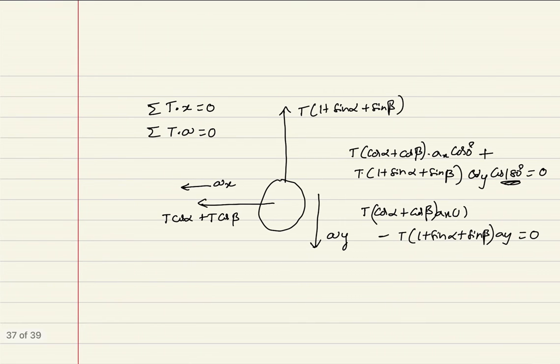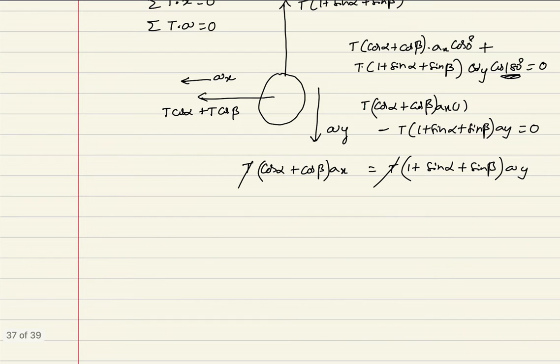is equal to 0. I can write this as T into (cos alpha plus cos beta) into ax is equal to T into (1 plus sin alpha plus sin beta) whole thing into ay. T and T get cancelled. If I cancel T and T, I can get the value as ay divided by ax, that is equal to (cos alpha plus cos beta) whole divided by (1 plus sin alpha plus sin beta). This is my ay by ax.